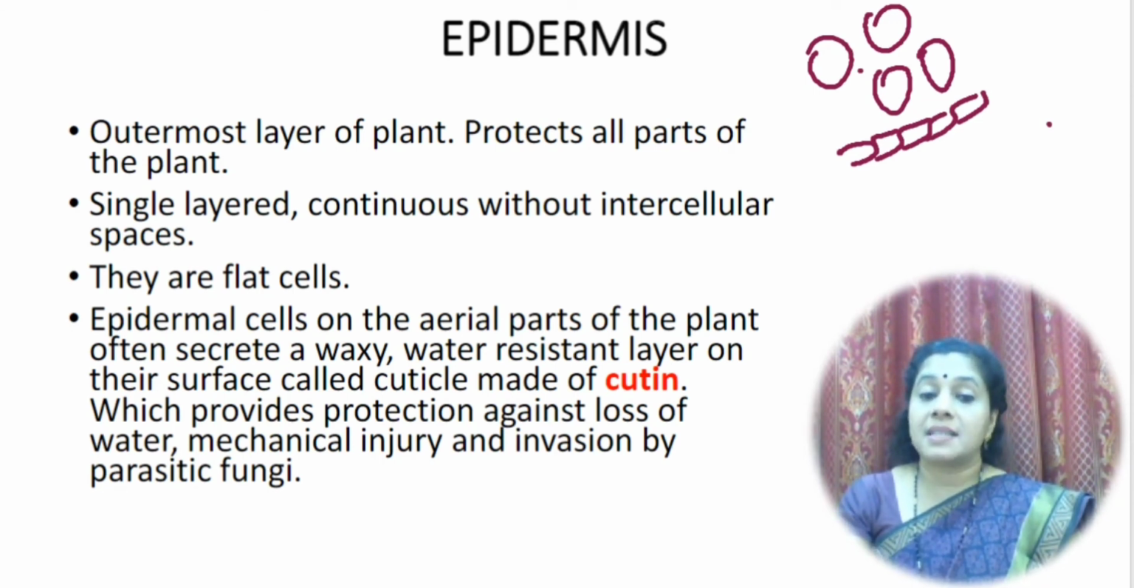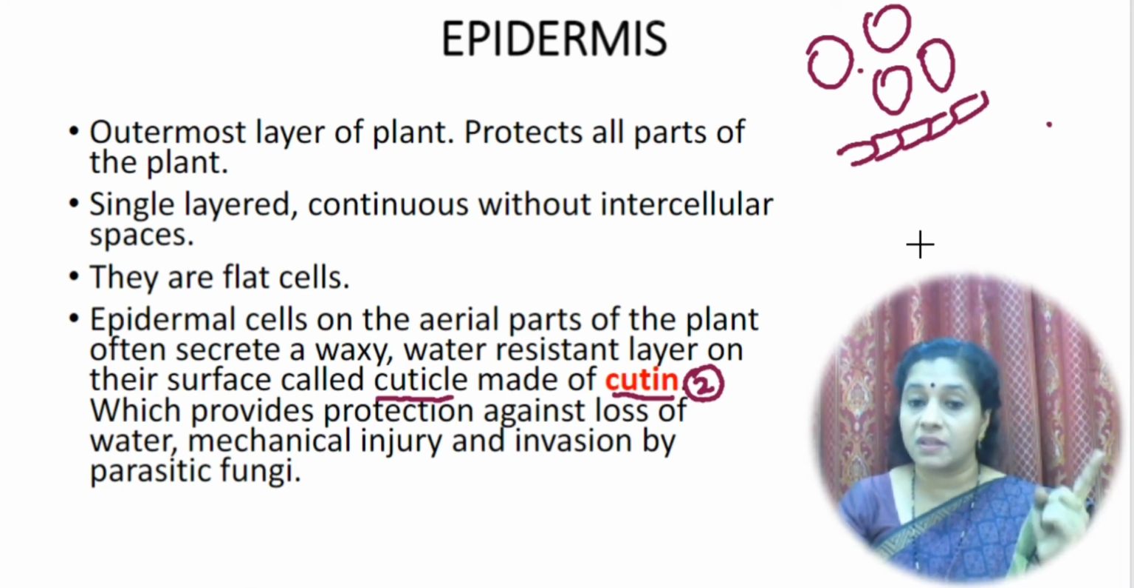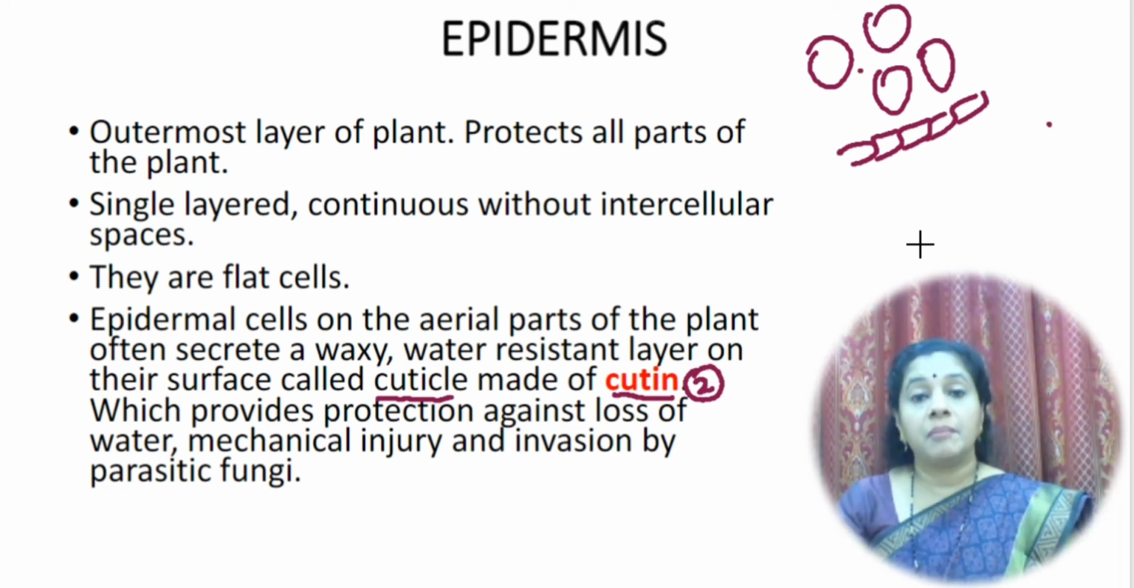This layer, a waxy layer, is called a cuticle, and it is made up of another chemical called cutin. So this is the second chemical we are studying. Lignin, making the wall of sclerenchyma thick, was the first one. Cutin, forming the cuticle or waxy layer over the plants in dry conditions, is the second one. They provide protection against loss of water, mechanical injury, and invasion by parasitic fungi. So these are all functions of epidermis.